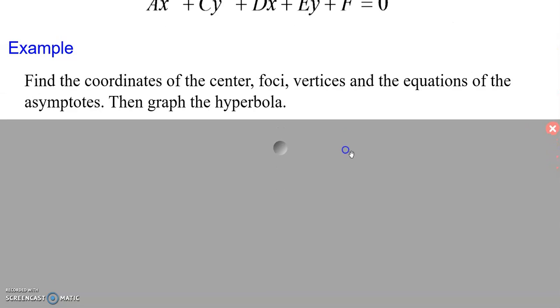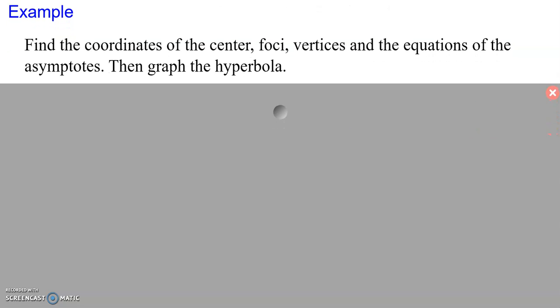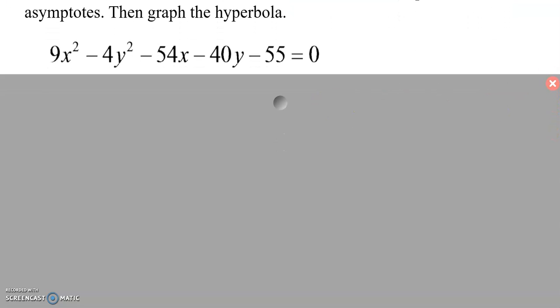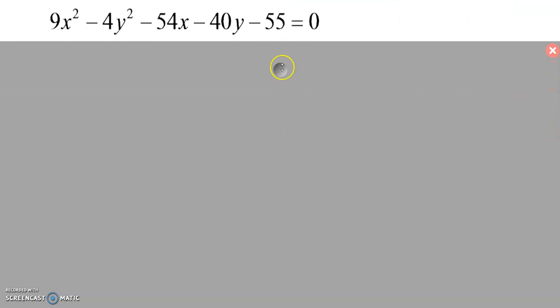Now, to change it into standard form from general form, we're going to do a very similar approach to what we did for circles and ellipses. So for this example here, we're going to identify basically everything: the center, the foci, the vertices, and the equations of the asymptotes, and we're going to graph this hyperbola right here. So the first thing we need to do is change it into standard form.